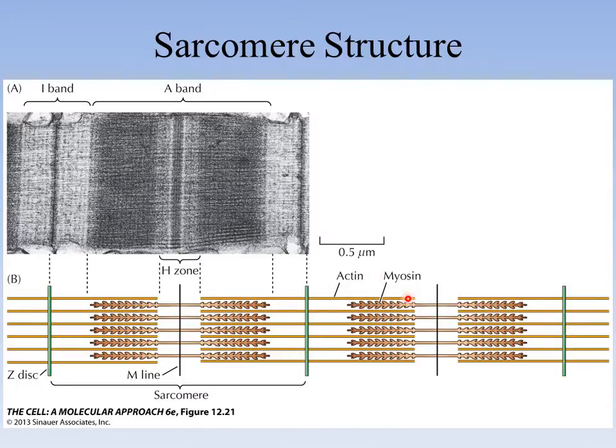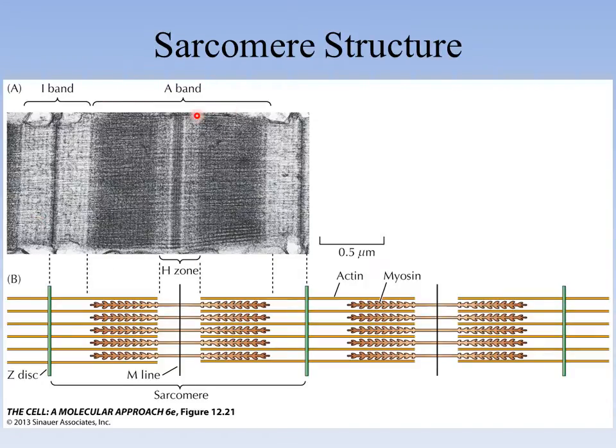And there's going to be regions of overlap between this actin and myosin. And this region of overlap, the interaction between actin and myosin, is what's going to allow the conversion of chemical energy in the form of ATP into mechanical energy in the form of a contraction, in this case, movement of the muscle fibers. So if we look up here in the electron micrograph, we have an A band.